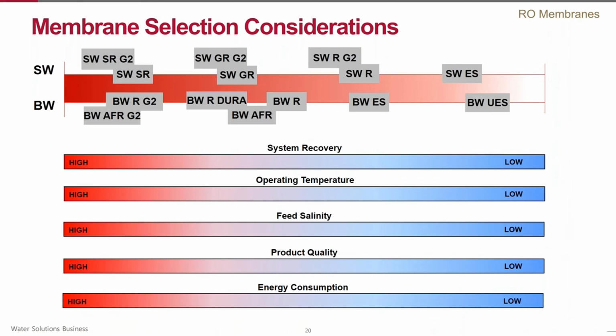If you need a high quality product with low TDS, or your feed salinity is high, let's say it's somewhere in the Middle East, then your choice is high rejection membranes. For seawater, it can vary from relatively energy efficiency friendly R to very tight SR membrane. For even better quality or some energy savings, you may want to consider premium G2 membranes. For brackish water applications, the choice is even wider. In addition to high rejection R and RG2 membranes, we offer ultra-durable Dura membrane and anti-fouling AFR membranes for challenging waters.